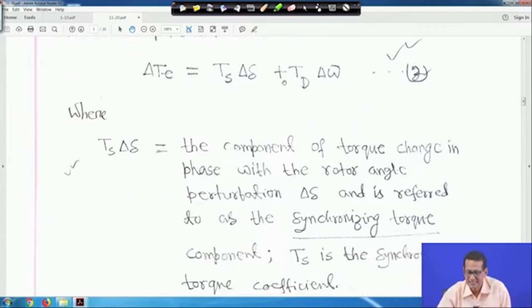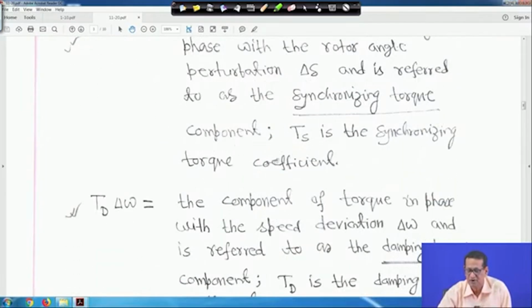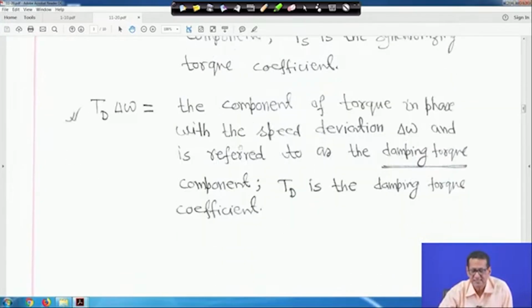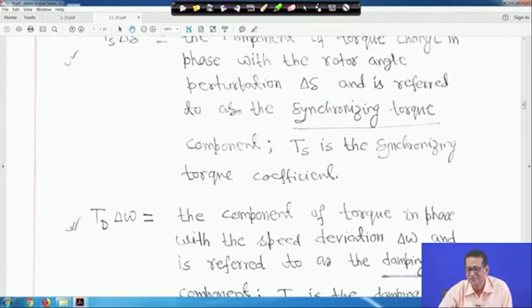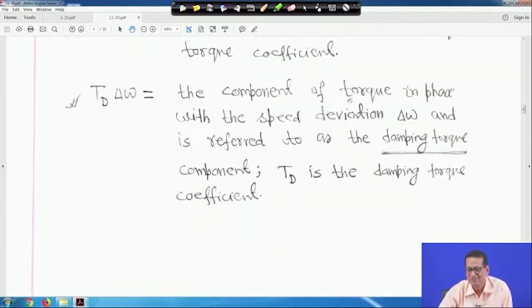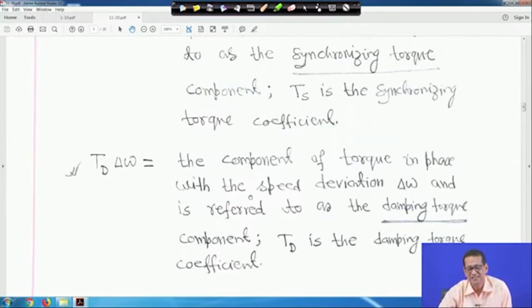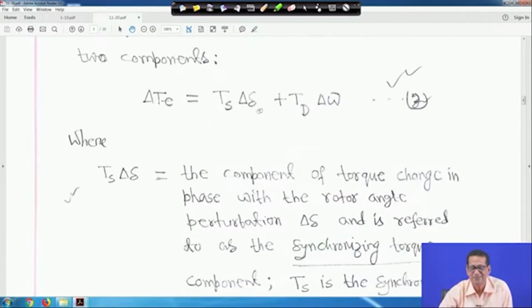Similarly, Ts is the synchronizing torque coefficient, we will derive it later. Then Td delta omega is the component of torque in phase with the speed deviation delta omega, and is referred to as the damping torque component. Td is the damping torque coefficient. We will see the detailed derivation of these equations at the end, after the synchronous machine model is developed first.